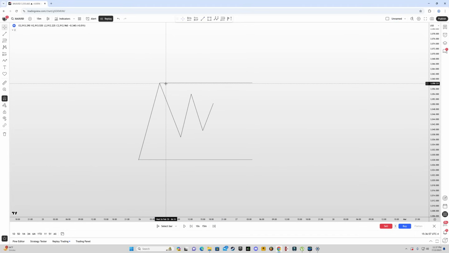And the New York session is about to start. But first thing first, what I want to see is for price to either sweep out the London low or the London high. Okay, so let's say that we take out the London high. So price goes up and bang, we have swept the London high. Now, one thing, we want to be on the 15-minute time frame.